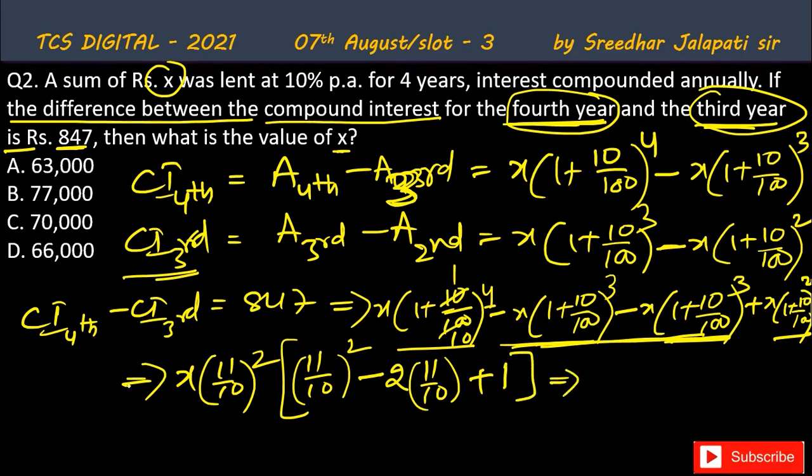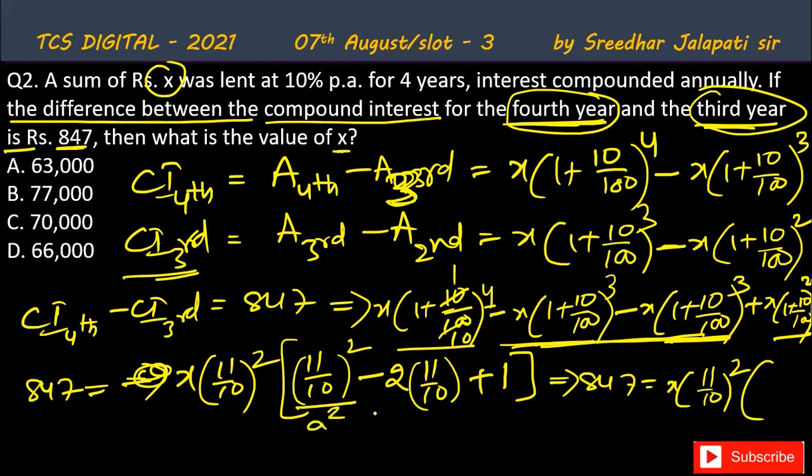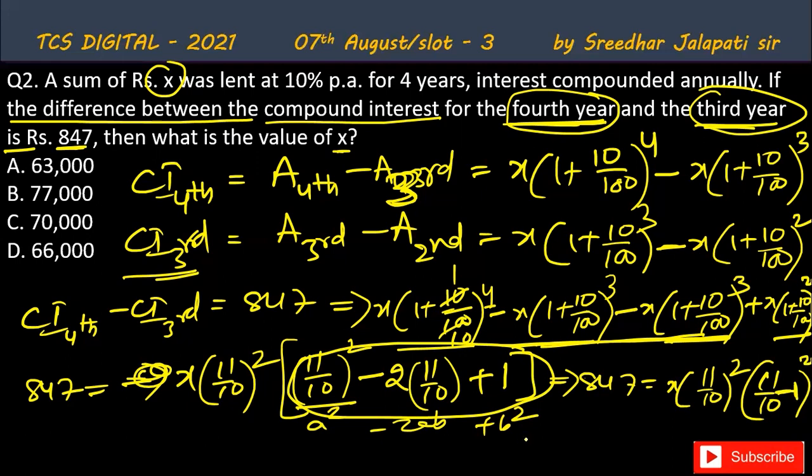So now this whole thing is given as 847. So 847 is equal to x into 11 by 10 whole square. By the way, if you observe this carefully, this is something like a square plus b square minus 2ab, where a is 11 by 10, b is 1. So this entire thing we can write as 11 by 10 minus 1, a minus b whole square. So if I simplify this, 847 is equal to x into 11 by 10 whole square into, now this 11 by 10 minus 1 is 1 by 10. This is 1 by 10.